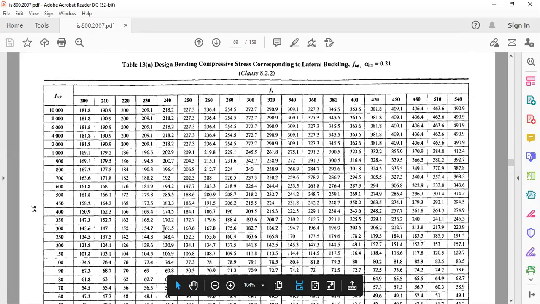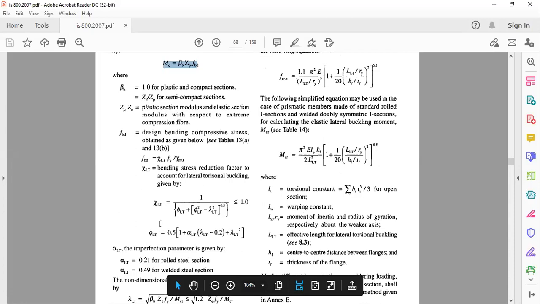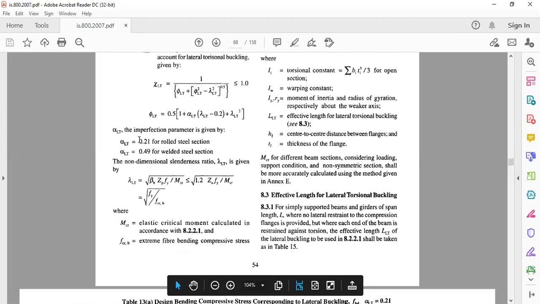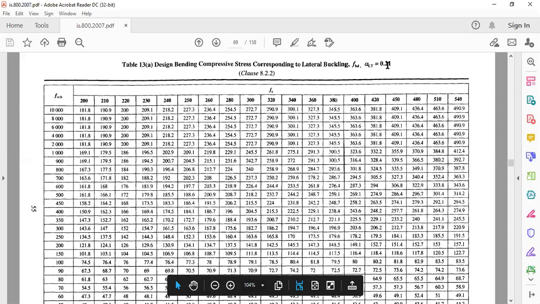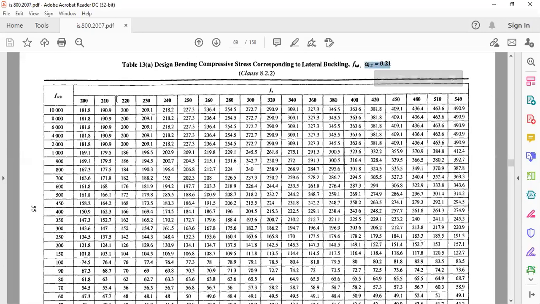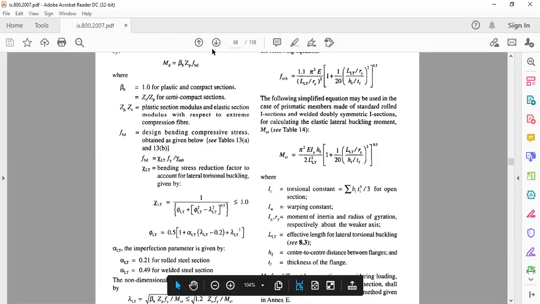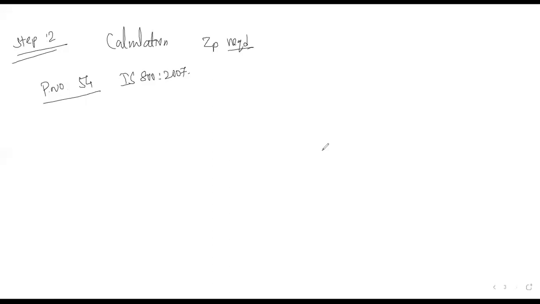Okay, so we can take rolled steel sections are used, so that alpha LT is equal to 0.21. So we can refer to this table. Then we can take some 120 as the least value of fbd. So let us write the formula: Md is equal to beta b into Zp into fbd.